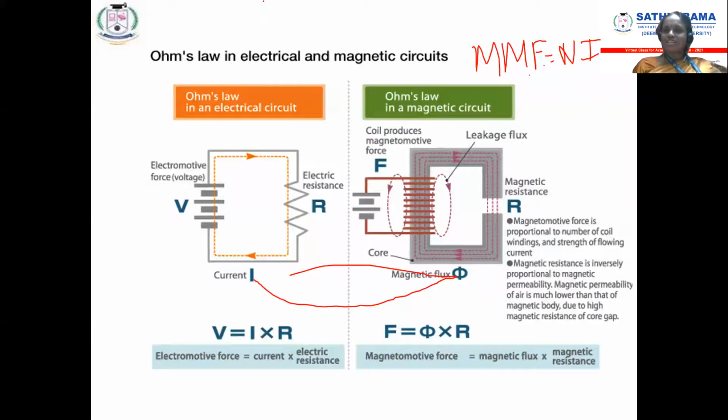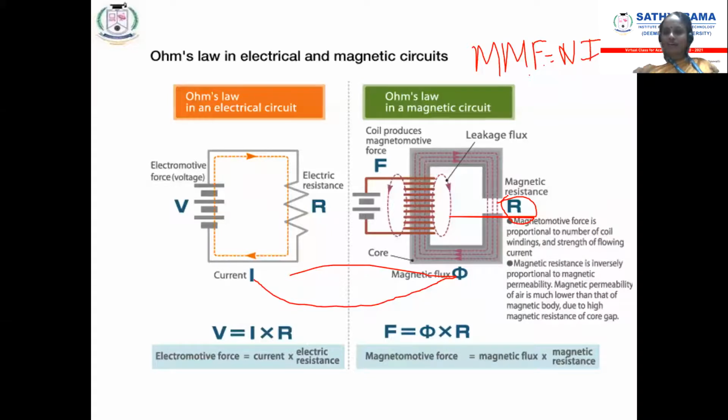Next, we all know the property of resistance. What is the property of resistance? Oppose the flow, correct. It will oppose the flow of current. Similarly, we used to say magnetic resistance, but technically we use the word reluctance. So what will the reluctance do? It will oppose the flow of flux. Are you clear or not?